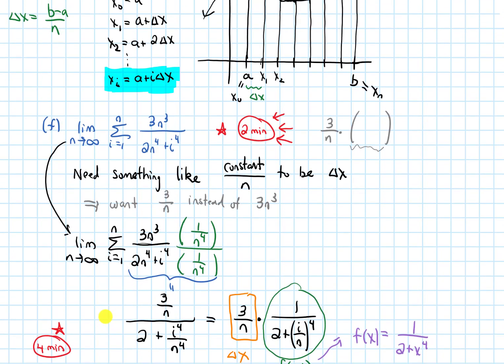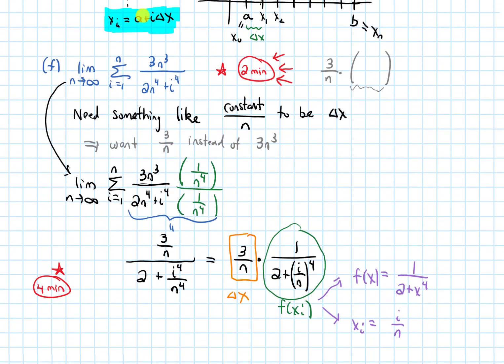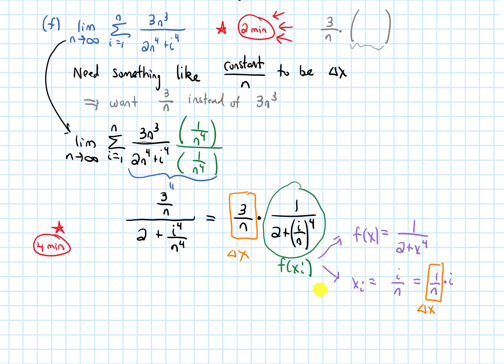All right, so the next thing I want to do is make sure my x sub i matches with the general formula for x sub i. So the general formula is it should be a plus i times delta x. So I can rewrite this as i times something. This is i times 1 over n. And if I look at that, well, this thing should be my delta x. And I don't see any a written here, any constant. But that actually tells me what a is, because there's no constant there. That means a is 0.